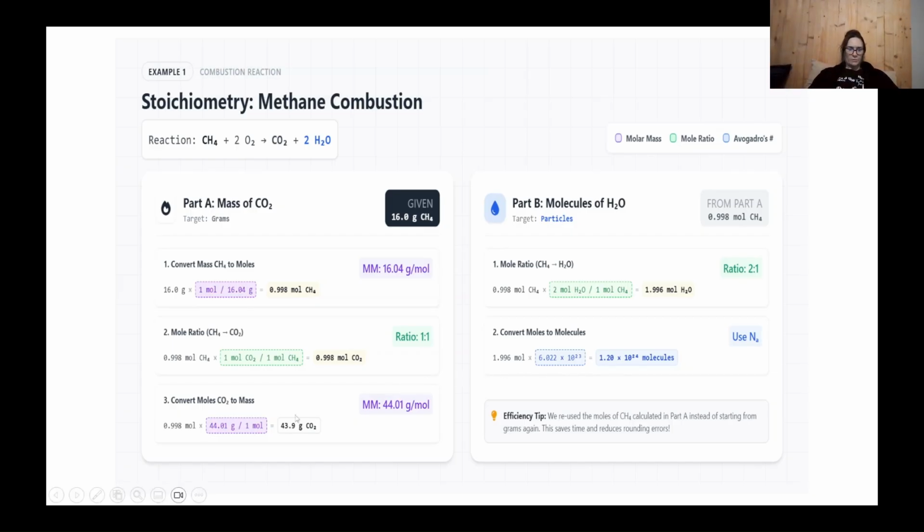So from here, if this problem, for example, was asking us for molecules, instead of multiplying by the molar mass, we would multiply by Avogadro's number. So it just depends on what the problem is asking for as to what you're going to do in the last step.